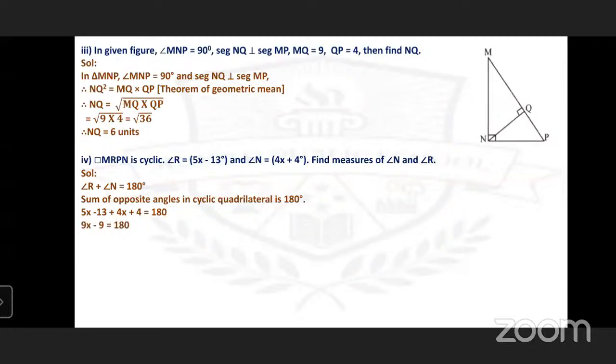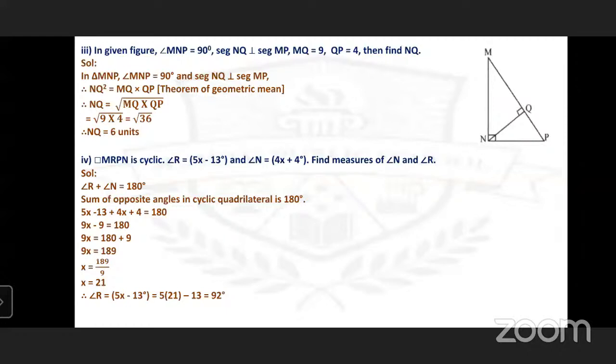Take this minus 9 to the right hand side. So 180 plus 9. So 9x is equal to 189. Now, first we find the x value. So x is equal to 189 divided by 9, that is equal to 21. Now, here they ask find the measure of angle N and angle R. So the value of x is 21. Substitute this value in angle R and angle N. So angle R is equal to 5x minus 13. So in place of x, we substitute 21.